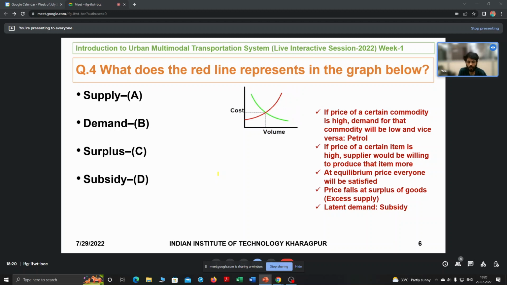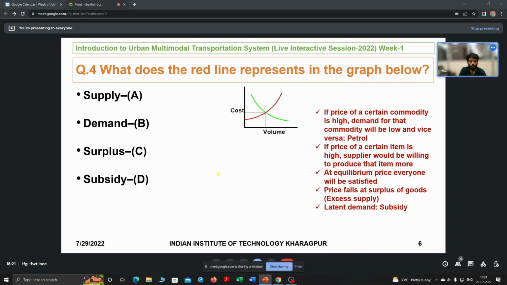Maybe I shall discuss, right? So if you consider this red line is a supply curve and this green line is a demand curve. Now let's understand the curve itself. As you can see, the y axis is cost or price of a certain commodity, and the x axis is volume or quantity of the things.